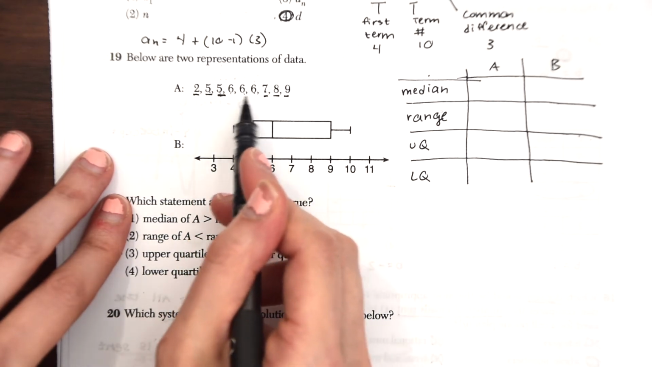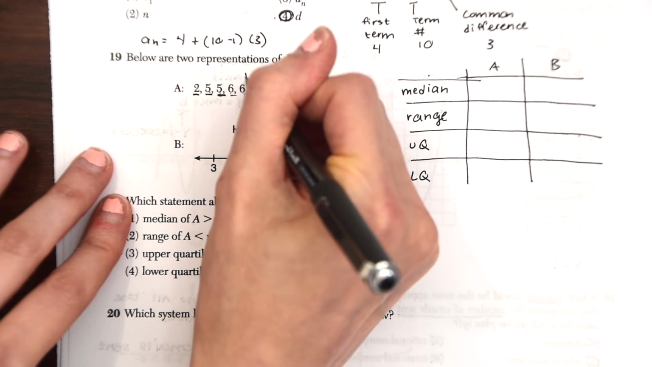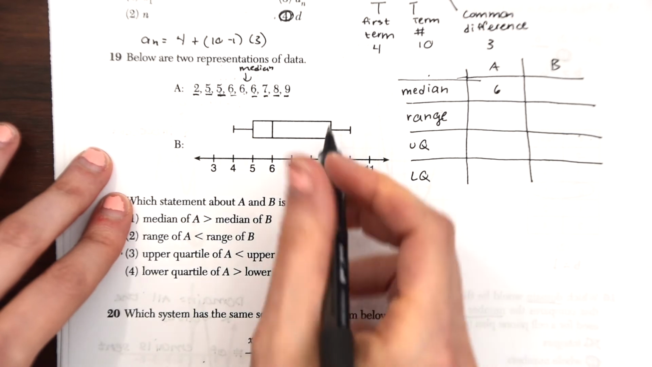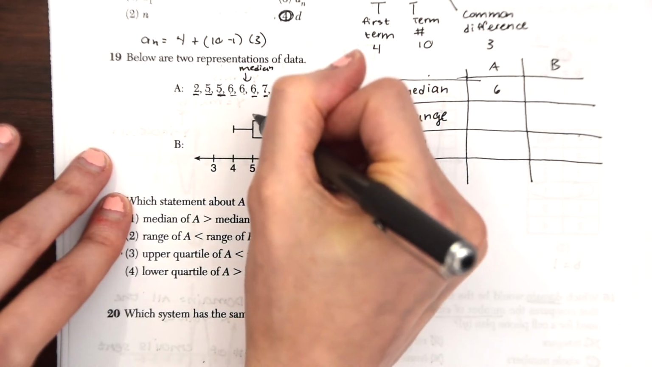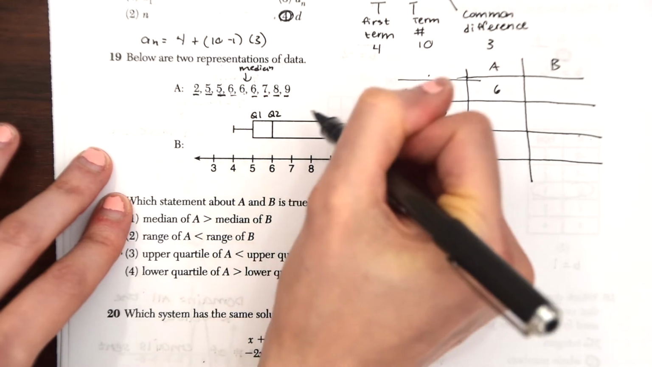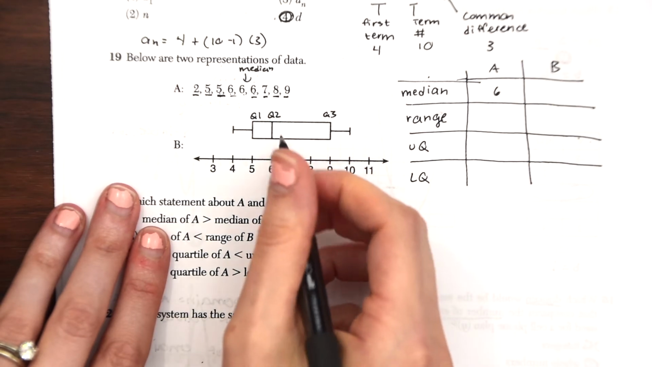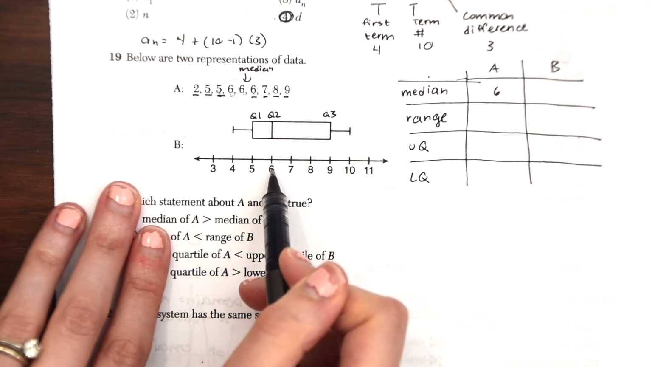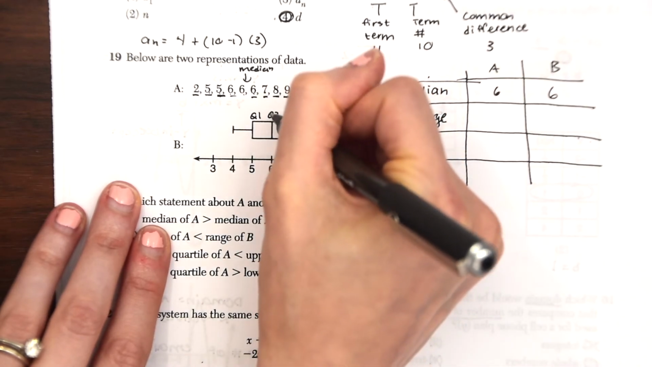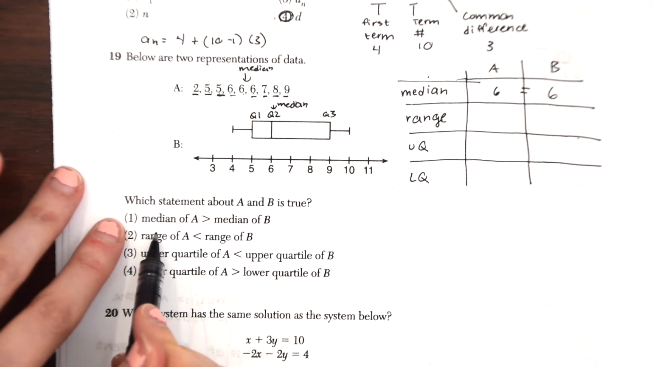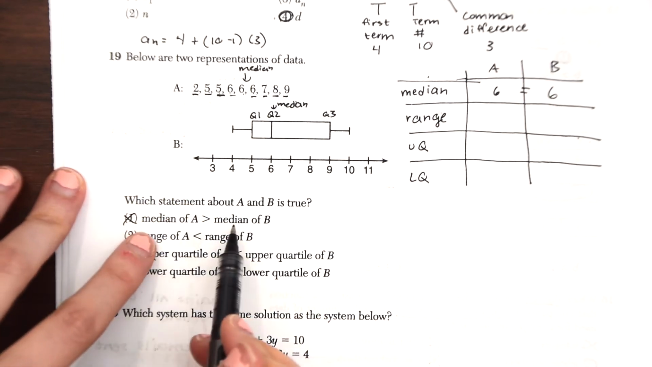So notice our median right here is 6 for A. Now our median for B. Remember what each part of this box plot stands for. I have a video on box plots in depth if you want to review these, but we're just going to do this quickly here. So the median is always the second quartile, which you see lines up with 6. So right here is the median. So we see that these are actually equal to each other, right? So we know that this isn't our answer because they're equal.